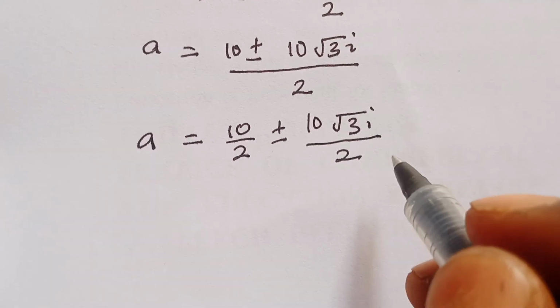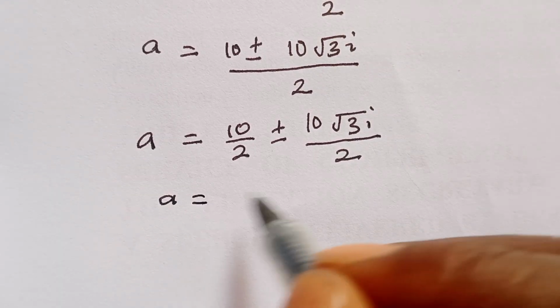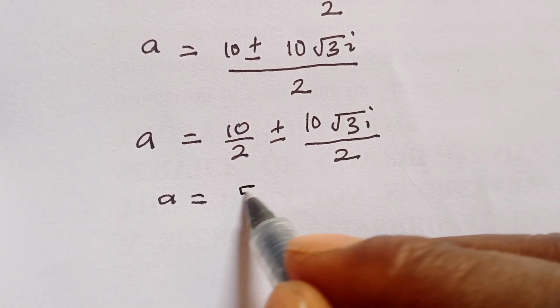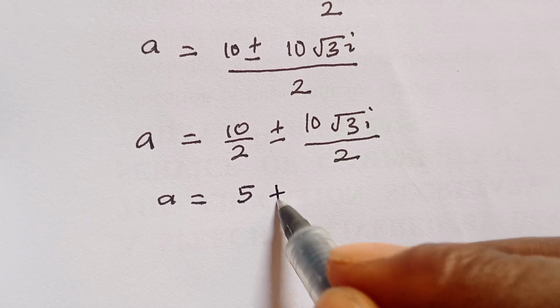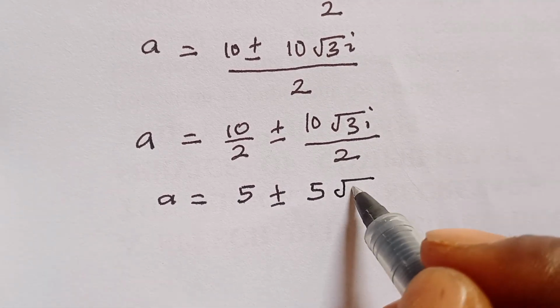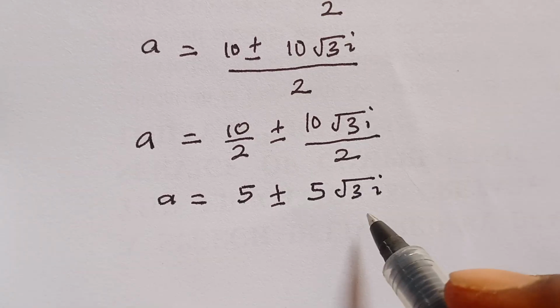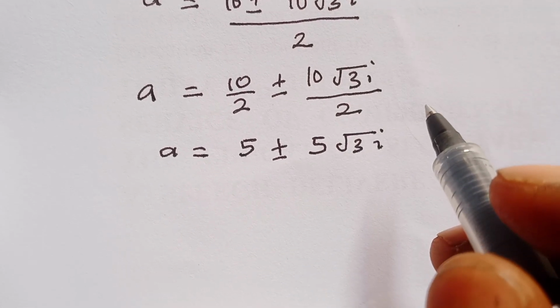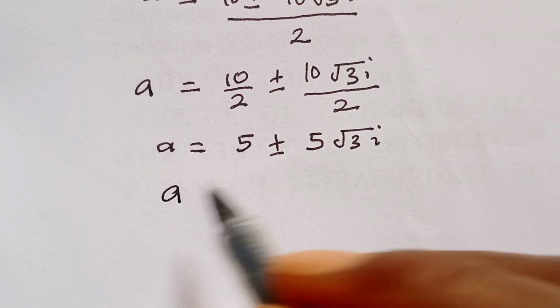So 10 is divisible by 2 without any remainder. So I'll be having 5 plus or minus 5 square root of 3i. So once you understand up to this stage, it's now getting interesting. So here I have two values for a.